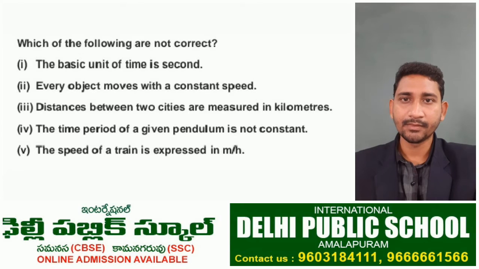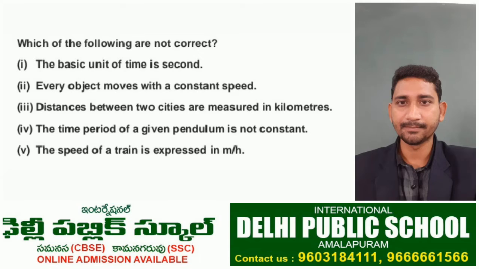Second one. Every object moves with a constant speed. No, it is not correct. Not every object moves with a constant speed. On the road, for example, if you see, all the vehicles will not go at the same speed.